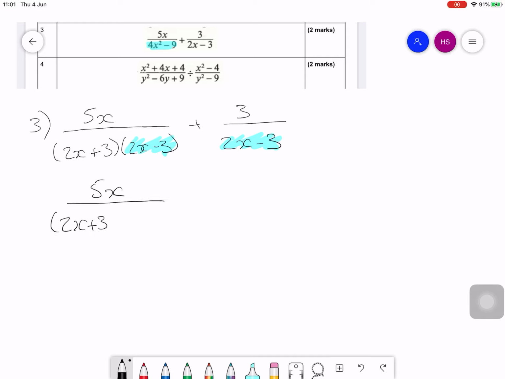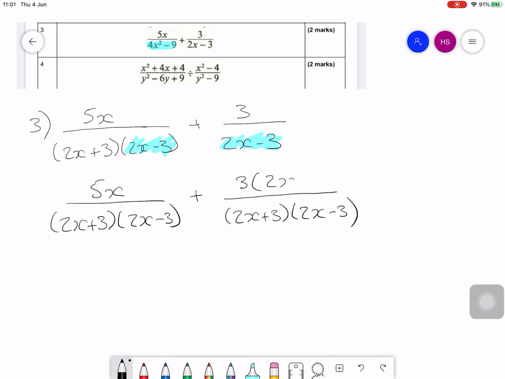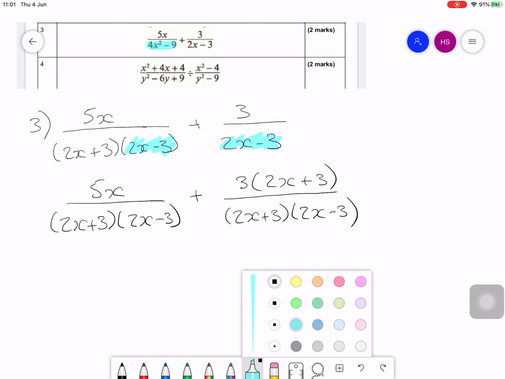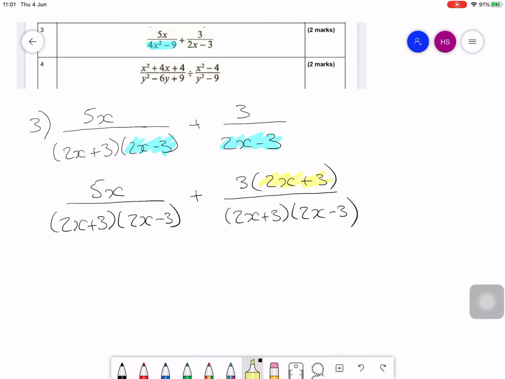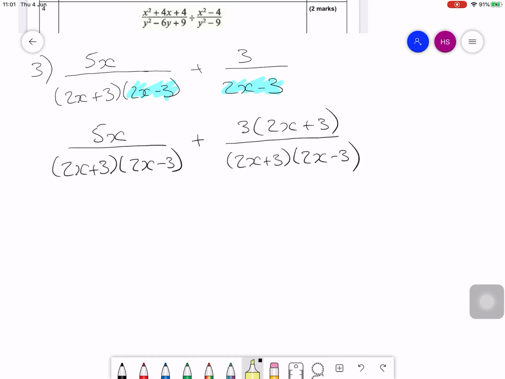So that can just stay as 2x plus 3, 2x minus 3. And that second fraction, if I just multiply that through by 2x plus 3, we've then got a common denominator. So that fraction's been multiplied by 2x plus 3. So to keep it an equivalent fraction, the numerator just also needs to be multiplied through by 2x plus 3. Okay, right, so now they've got the same denominator, so I can just add them.